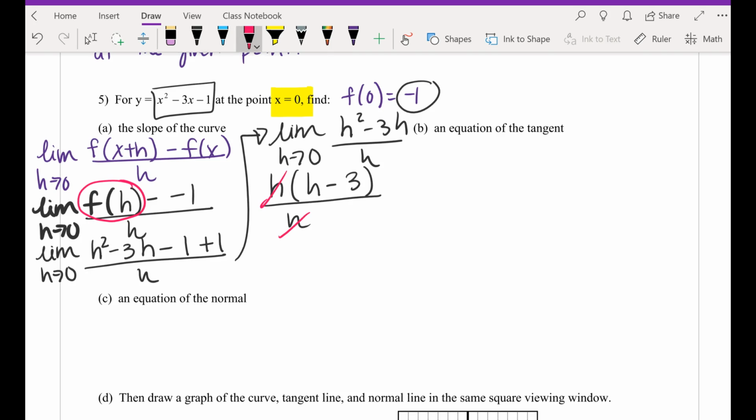Yep. So now how do we find the limit as h approaches 0? Plug in 0. 0 minus 3 is? -3. So that is our slope.